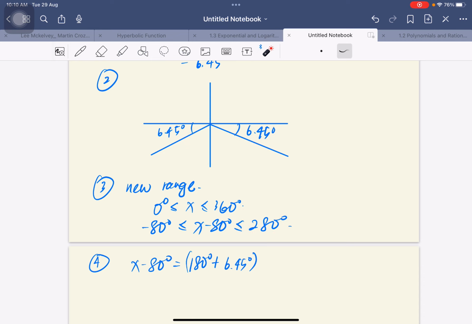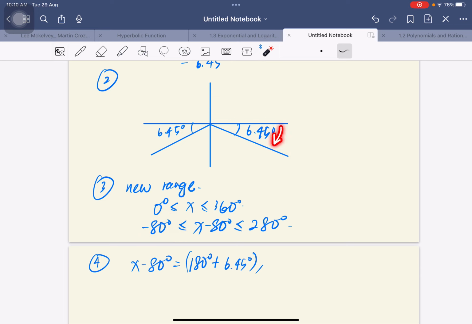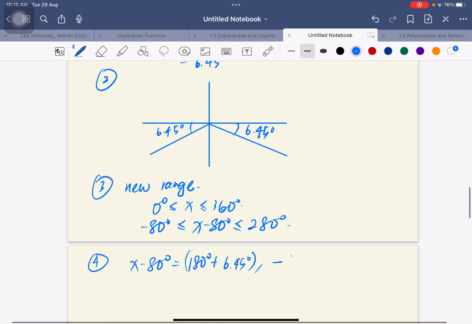So we can also go in the negative direction, which is clockwise, because right now the range given is negative 80 degree to 280 degree. So we can also go to the clockwise direction, because to look for the solutions, we usually consider this as the positive, and this is the negative angle. But the range given is from negative 80 degrees, so we can also go in this way, which is negative 6.45 degree.